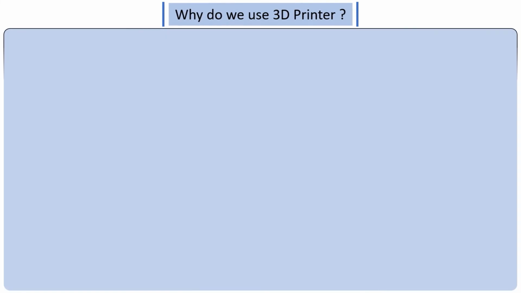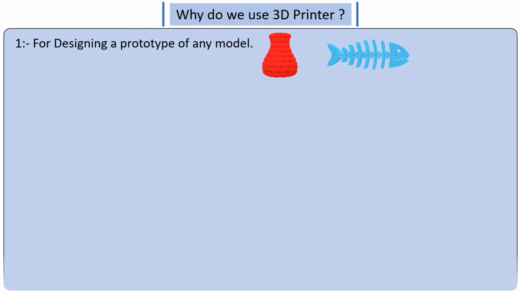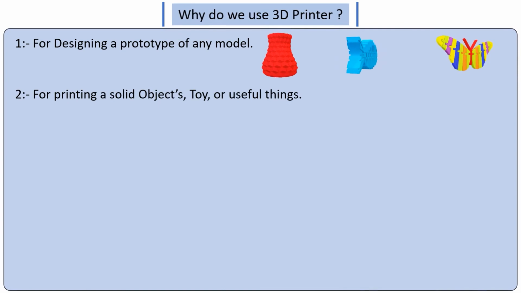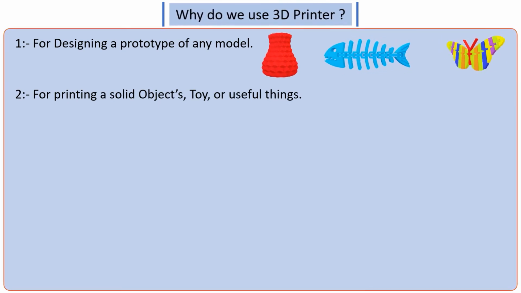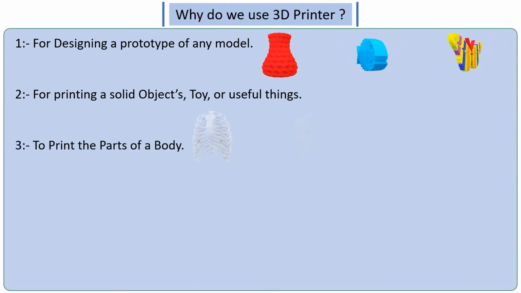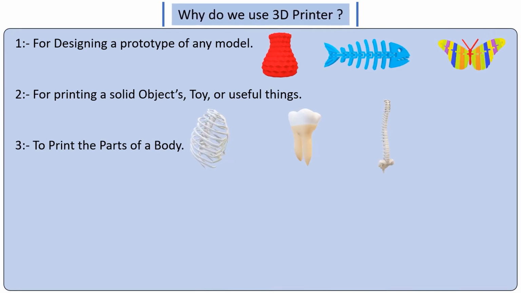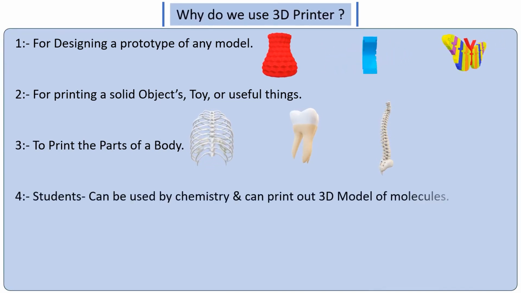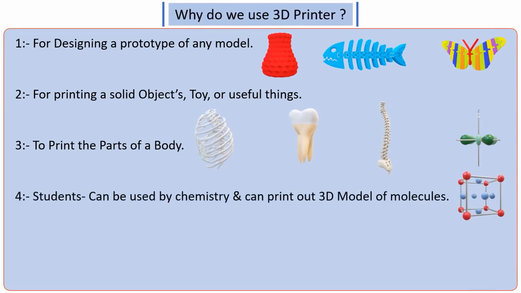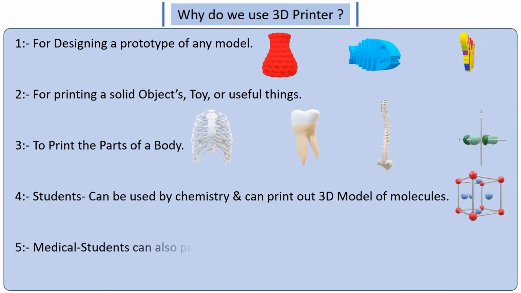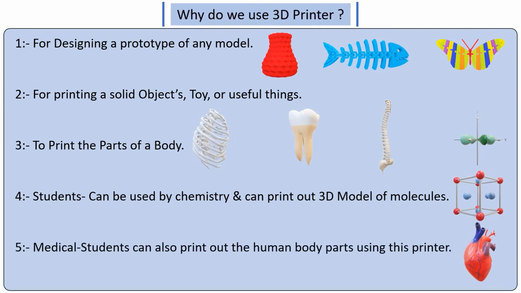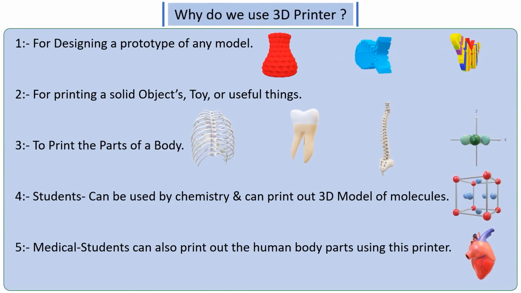Why do we use a 3D printer? For designing a prototype of any model, for printing solid objects, toys or useful things. You could even use it to print parts of a body. And even students in universities and colleges can use these. Like chemistry students can print out 3D models of molecules, and medical students can print out human body parts using this printer.